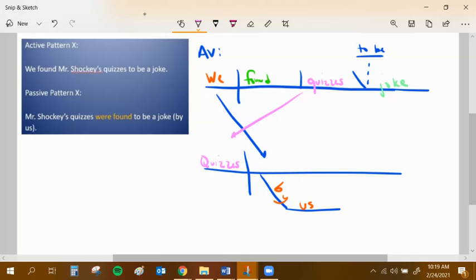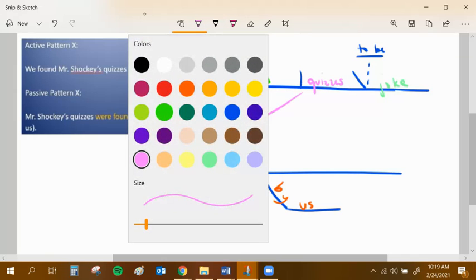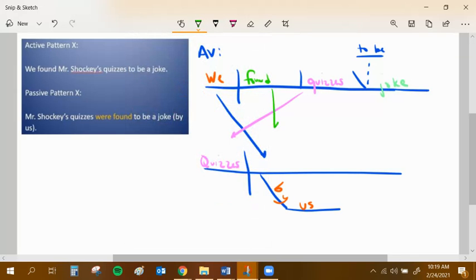Huzzah! And then I'm going to take my verb and bring them down, but I'm going to increase it by 1. So instead of saying was found, I know that quizzes is my subject. So I'm just going to go ahead and say were found. All right, so I've increased it and made it passive voice.